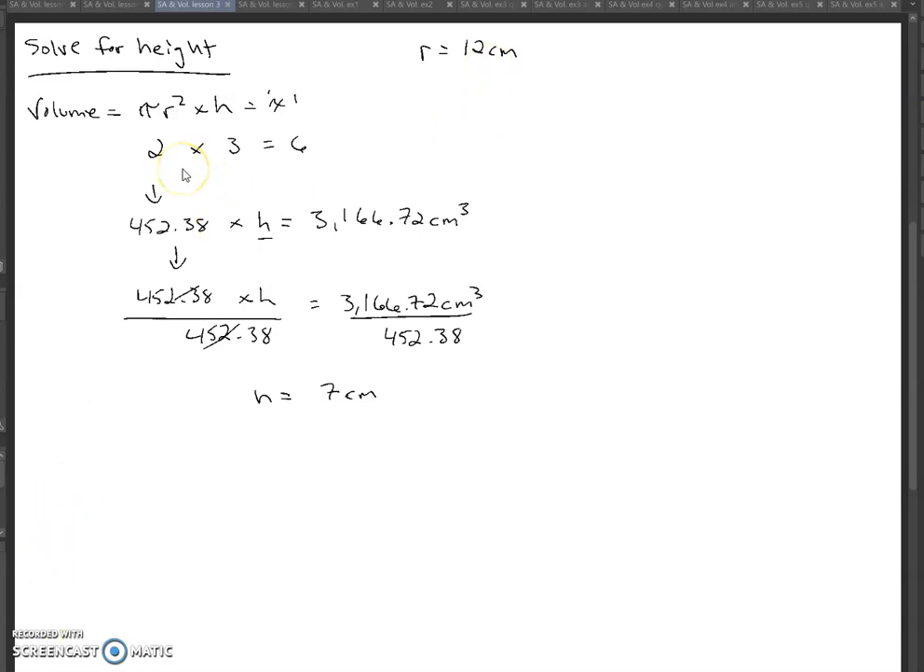So again, we have sort of a 2 times 3 equals 6 scenario here, as far as manipulating the formula is concerned. So we got pi r squared, we got the r, we just plug that number in, 452.38 times h equals 3166, and we want to get h by itself, so we just cancel that out, bring it over here, so the height equals 7 centimeters.